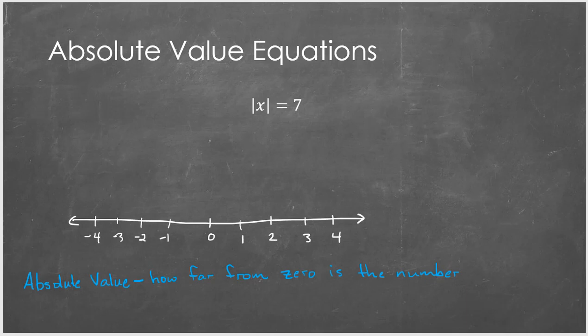and we want to talk about the absolute value of 2, well, it's exactly 2 places from 0. So the absolute value of 2 is 2. Well, let's say that we want the absolute value of negative 2. It's also 2 places from 0. So the absolute value of negative 2 is also 2.